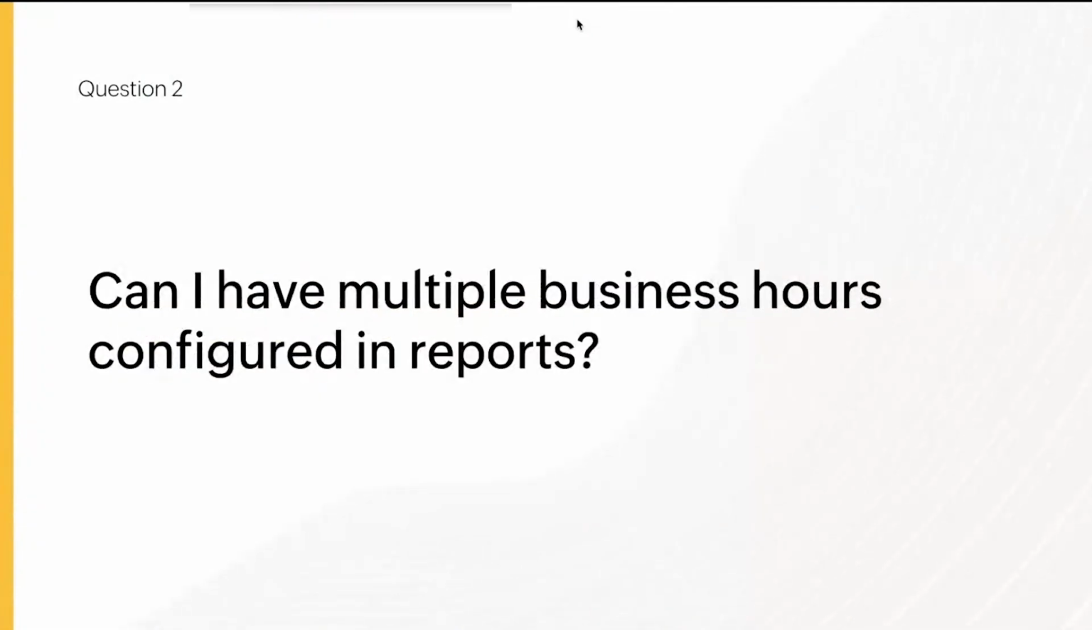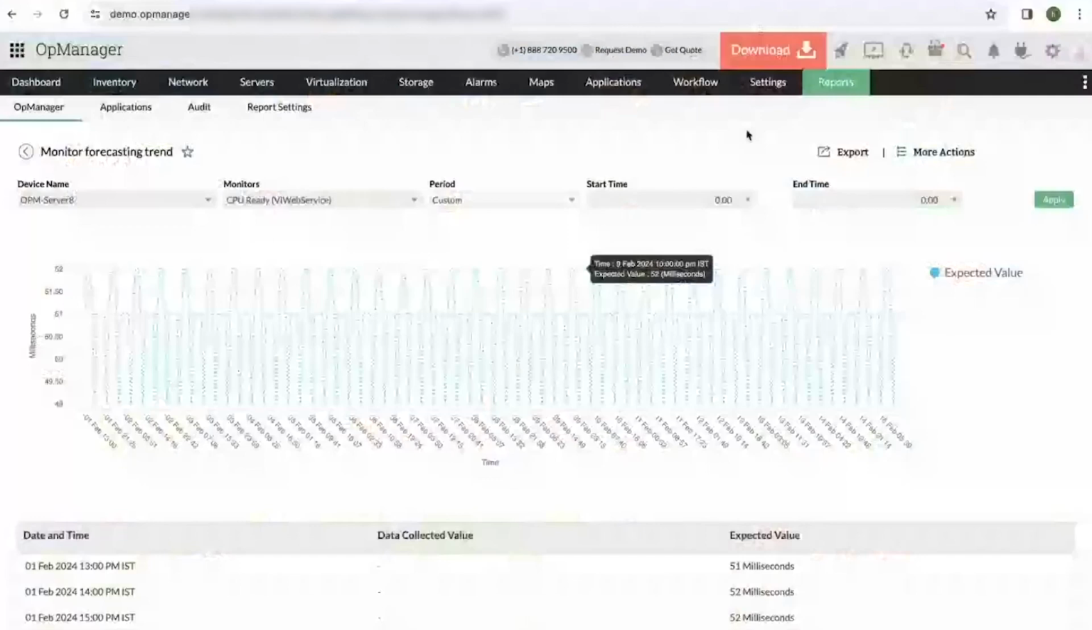So can I have multiple business hours configured in reports? Yes. Now let's say you want to get memory utilization reports for critical storage devices between 9 a.m. and 5 p.m. on working days. Or let's consider Middle East business hours where they might need the report between Sunday and Thursday, excluding their weekend. Now let's see how that works in OpManager.